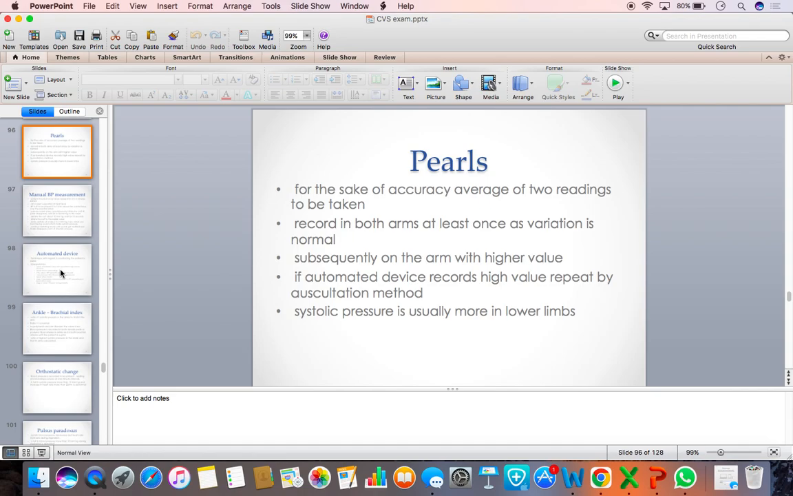When the automated device records a high value, repeat by the auscultation method, so as to avoid the error. Systolic pressure is usually more in the lower limbs. This is the dictum. Right?